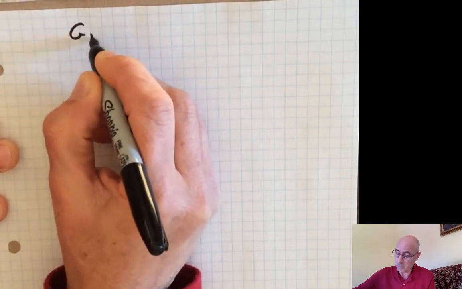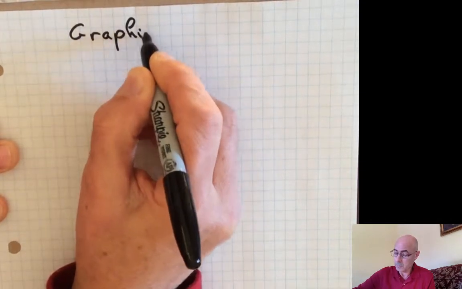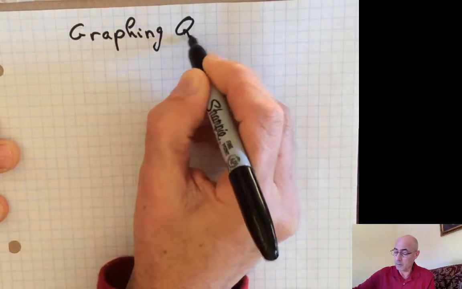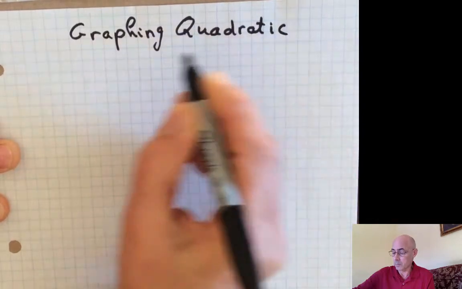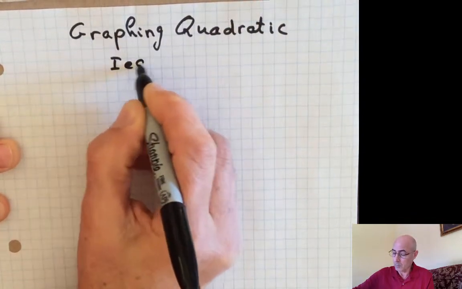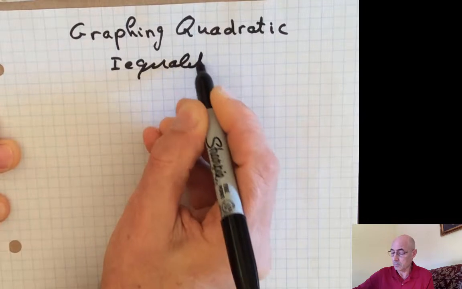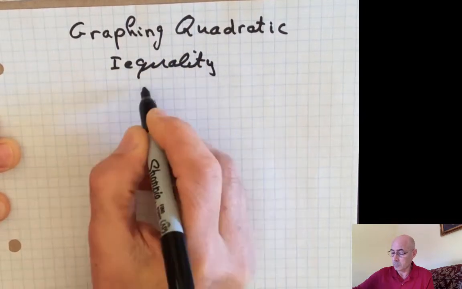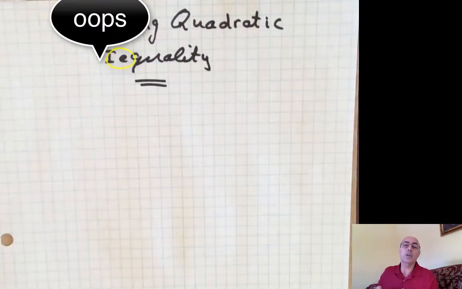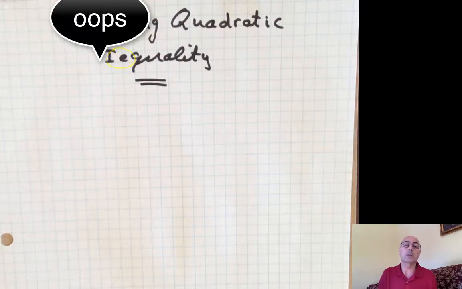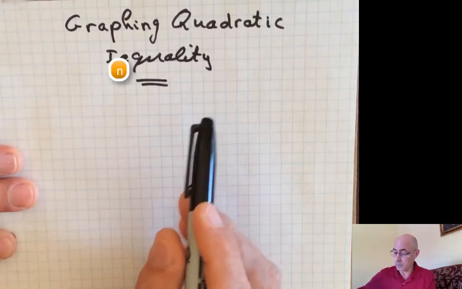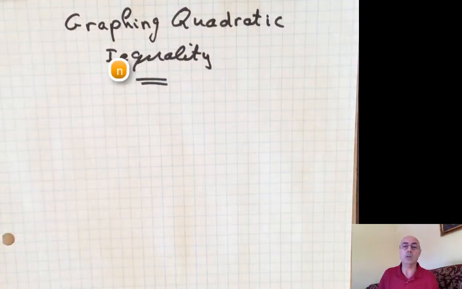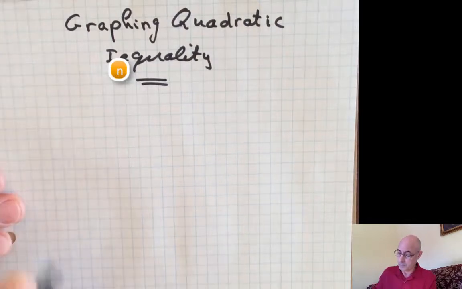So graphing quadratic inequality, it all depends on graphing quadratic function. If we know how to graph the quadratic function, that's going to be a piece of cake. So we are going to just do one example and then you can apply it to any other problem. So example 1.